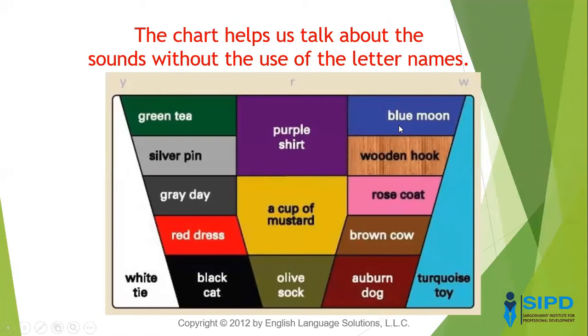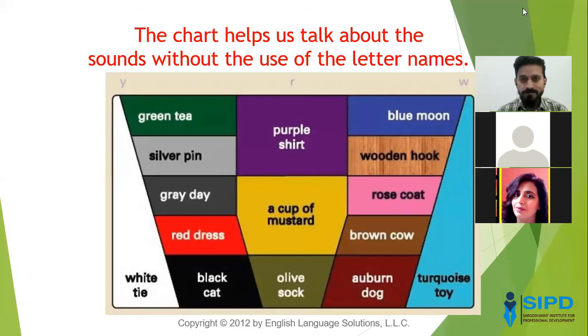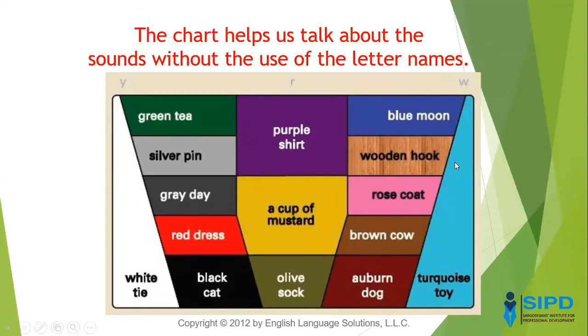Okay, so blue moon, wooden hook. There is a difference between oo and u. Blue is long, and wood is short. So wooden hook. And then we have rose coat, O, brown cow, ow. This sound is ow, brown cow.